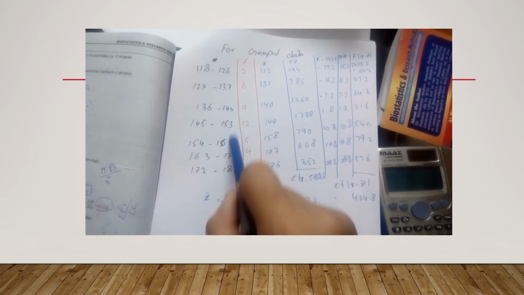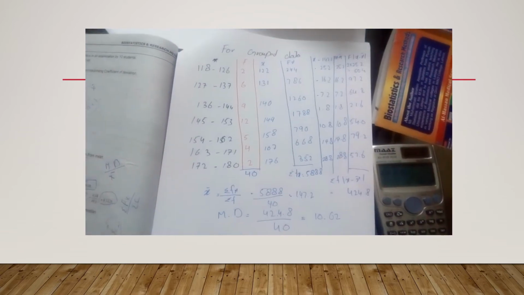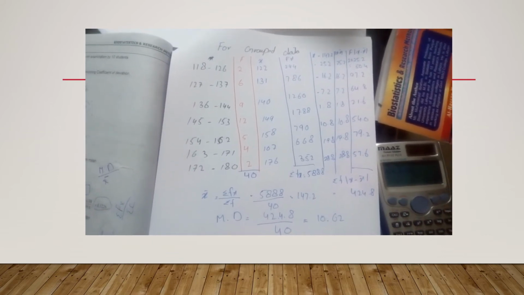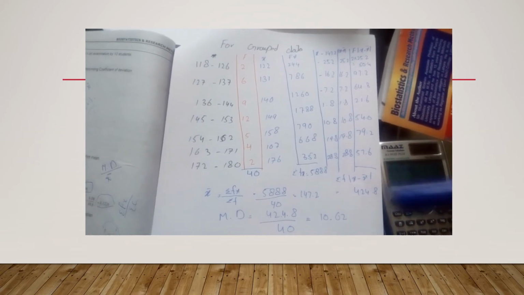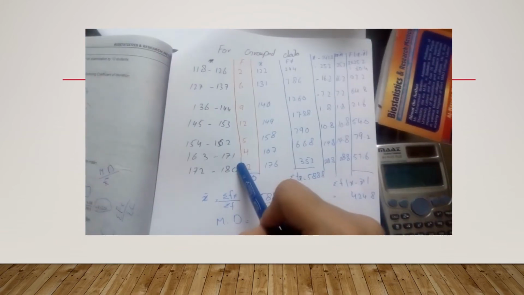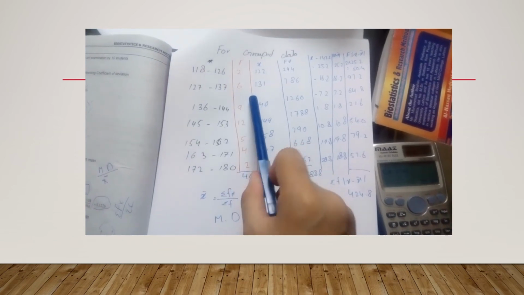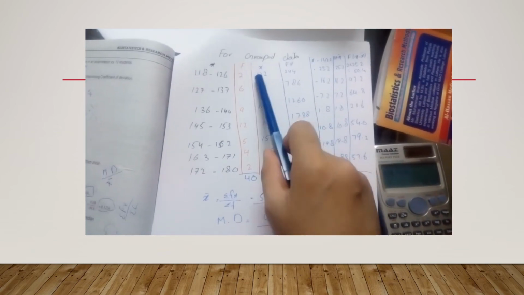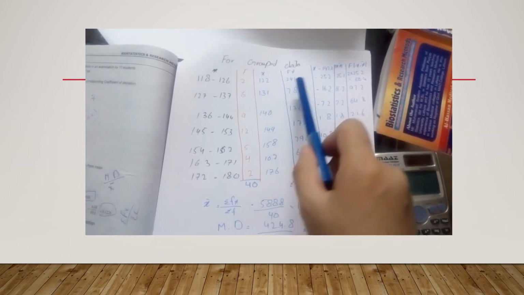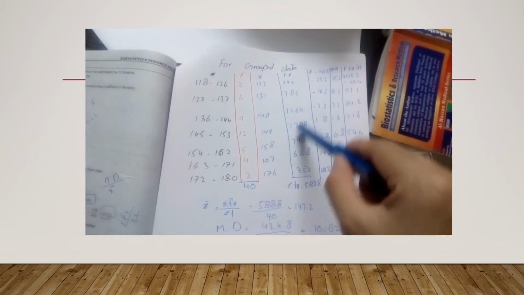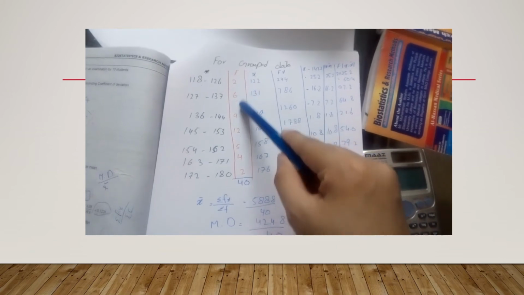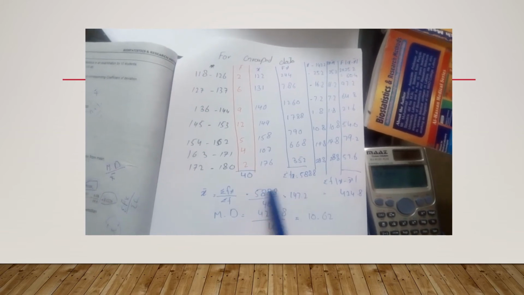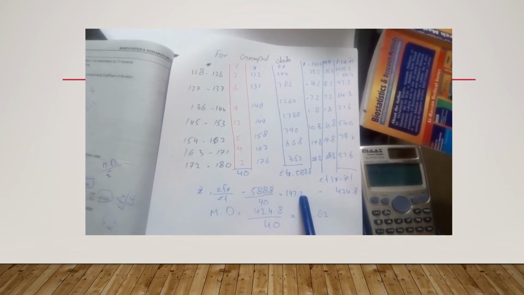For grouped data, this is the data. The first step in the mean is to calculate x. x is 118 plus 126 divided by 2. For all these classes, simply 127 plus 137 divided by 2, and this is x. Then the next step is fx. 2 multiplied by 122, and the answer is 244. Then we take the sum of fx and the sum of f. fx is 5888 and divided by 40, the answer is 147.2.